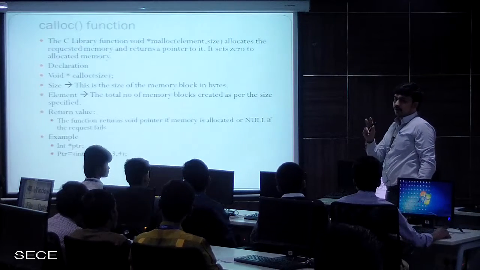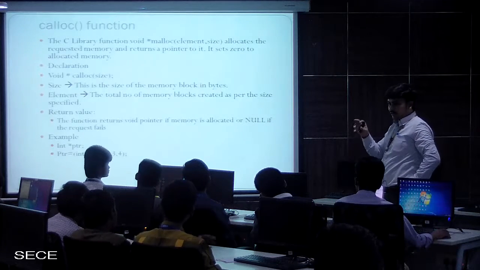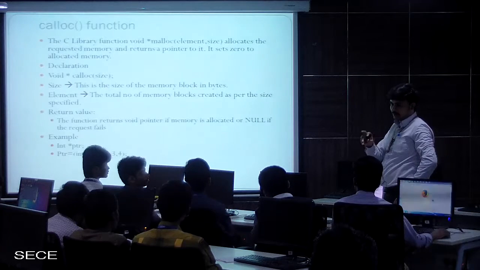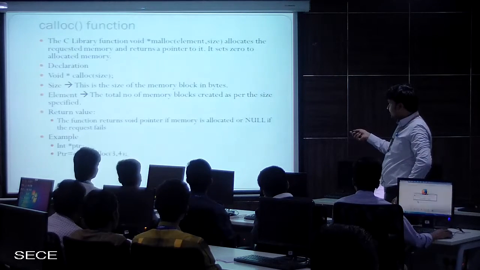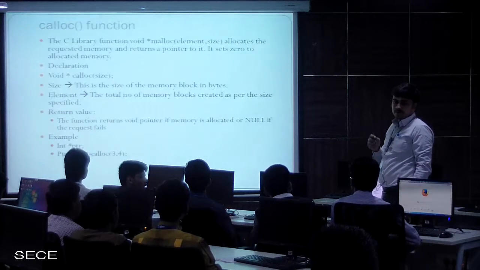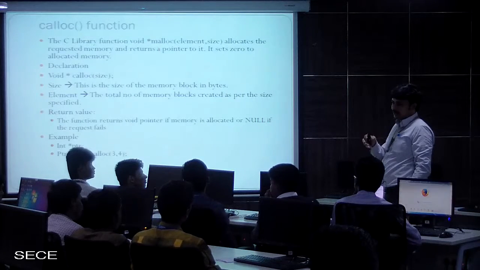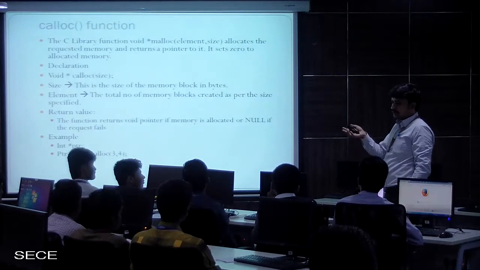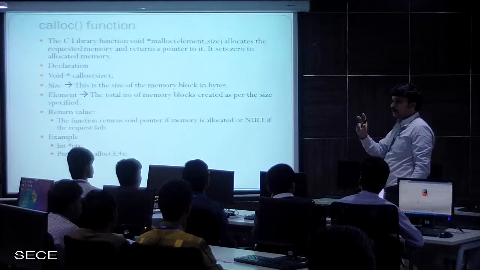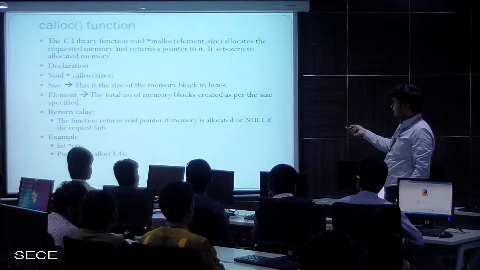Now I have another function called calloc. I am going to create the memory dynamically using calloc, but the primary difference between calloc and malloc is that calloc is going to store the initial value as 0. But what about our malloc? Malloc is going to give you some garbage values, but calloc is going to initialize 0 to all the elements.